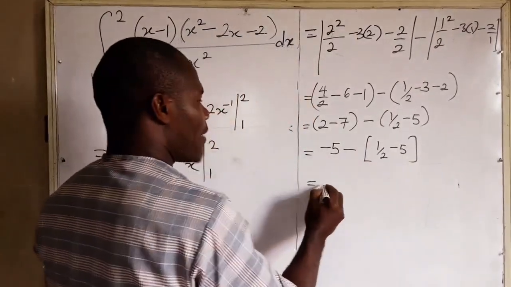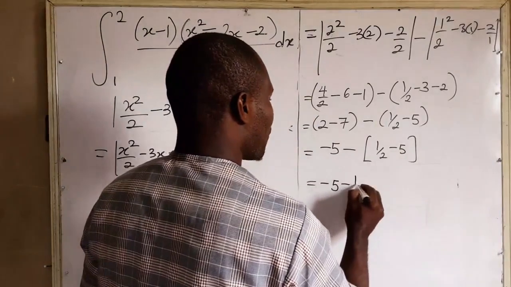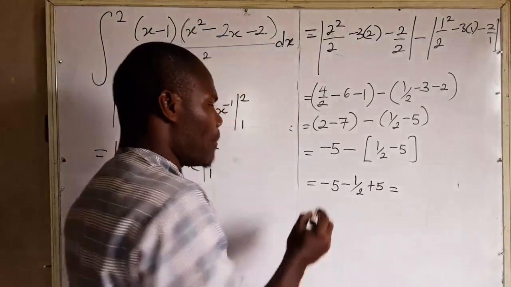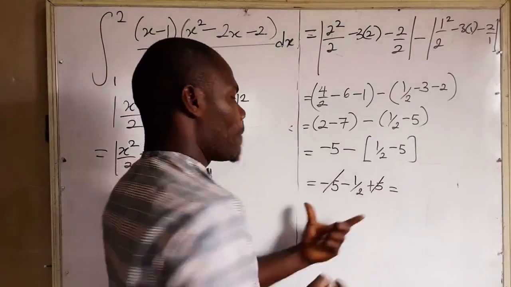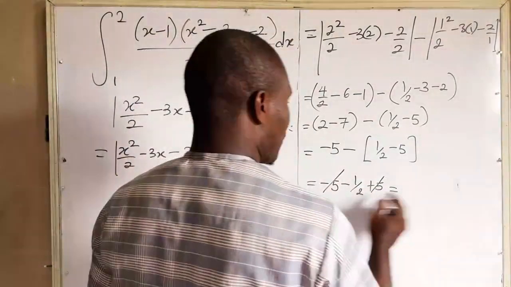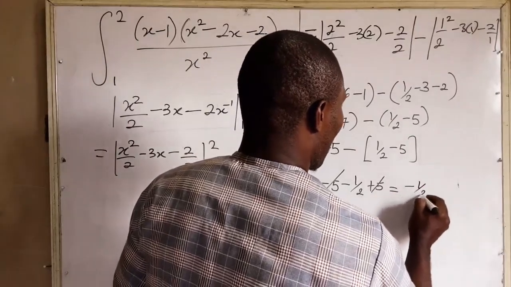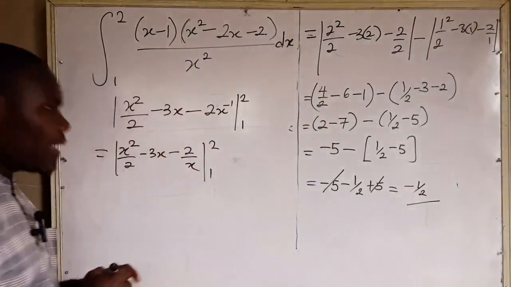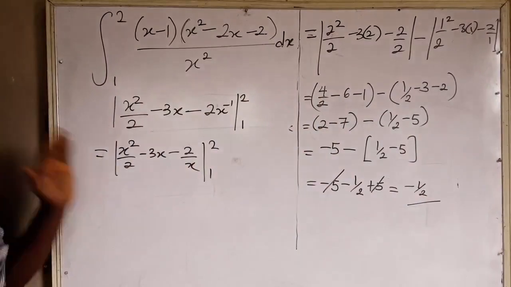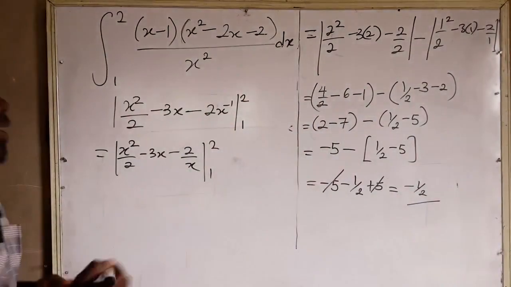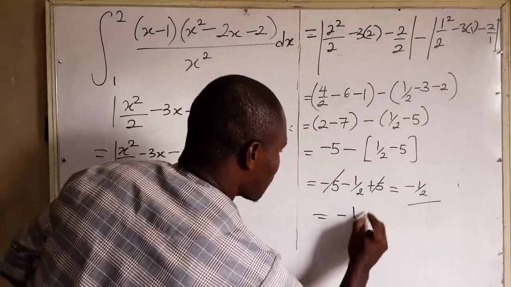So therefore, we have minus 5 minus 1 over 2 plus 5. So for the final answer, you are able to see that this is minus 5 and this returns to 0. So the final answer will now give us minus half. So for this solution, the final answer is minus half.